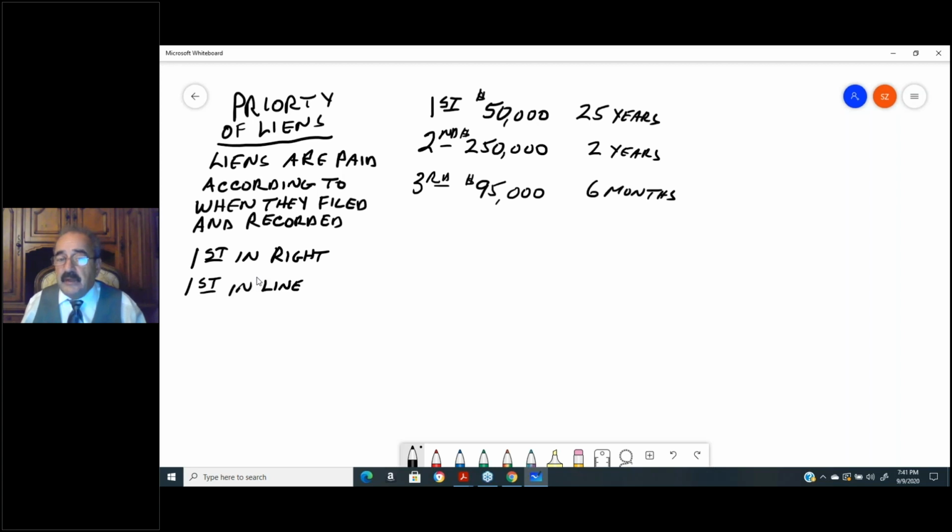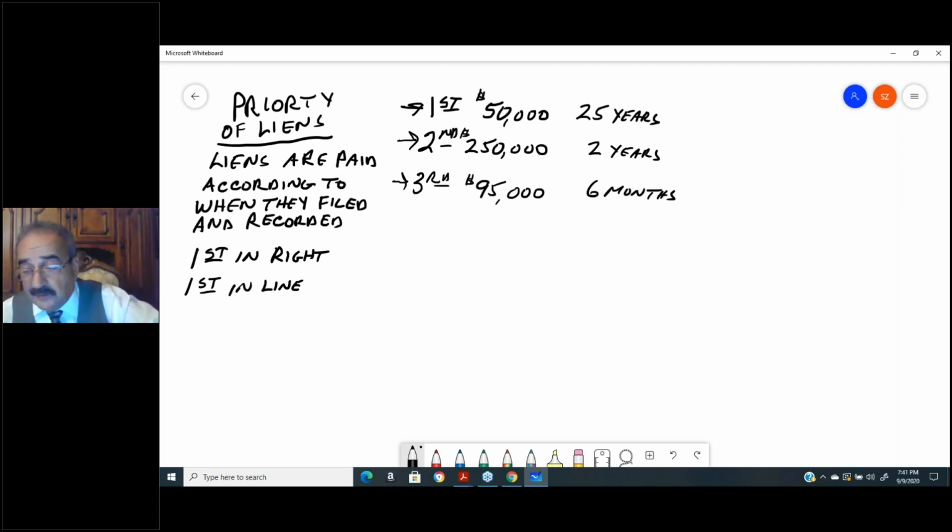It doesn't matter what the amounts are. If I default on this property, my first mortgage is going to get paid first. Doesn't matter what the amount is. If there's any money left over, it goes to the second mortgage. And chances are, anyone that's in third place, fourth, fifth, sixth, or 12th, forget about it. They're never going to see anything. So priority of liens: liens are going to be paid according to when they're filed and recorded. First in right is first in line.